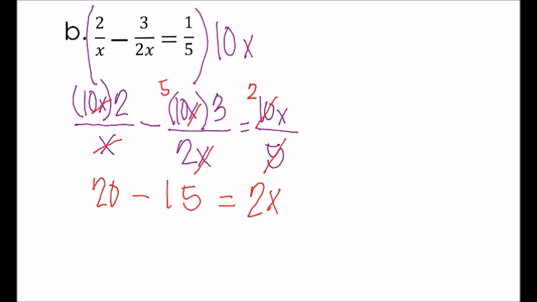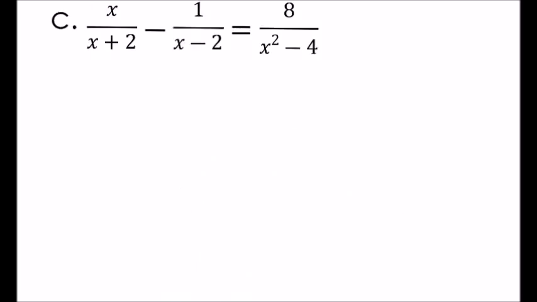Now we can solve for the value of x. 20 minus 15, that is 5 equals 2x. Now to get rid of the coefficient 2 here on the right side of our equation, we divide both sides of our equation by 2. So the value of x therefore is 5 over 2. Okay, let's proceed now to example 3. Now correction on your notes, that should be plus.